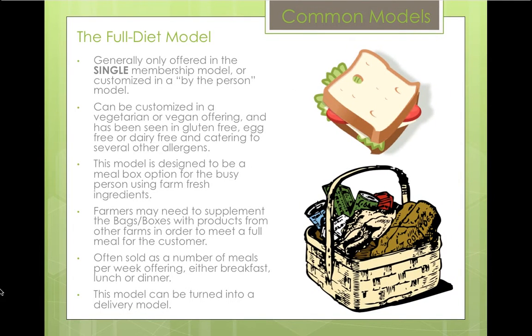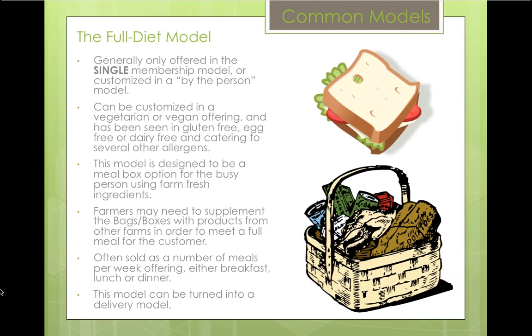The full diet model is generally only offered in the single membership model, which is like a couple. But I have seen some farms doing it by the person so that couples could add their kids and still have a full meal. And you should consider customizing this: vegetarian, vegan, gluten-free, egg-free, dairy-free. I've seen a few farms that were catering it to several other allergens as well.